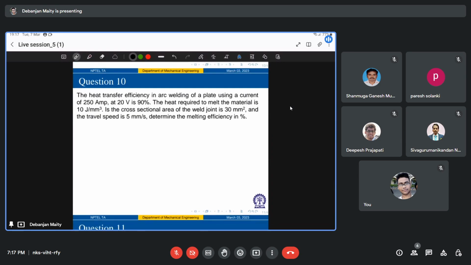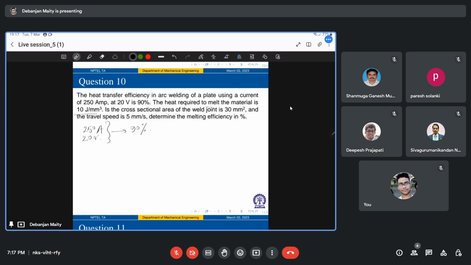So you have your heat transfer efficiency in arc welding of a plate using this current and voltage provided. For 250 amp and 20 volt, the efficiency is 90%. And heat required to melt the material is 10 joule per mm cube. Again, the same kind of numerical.